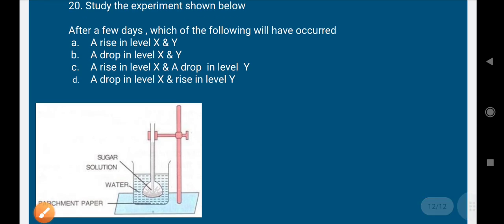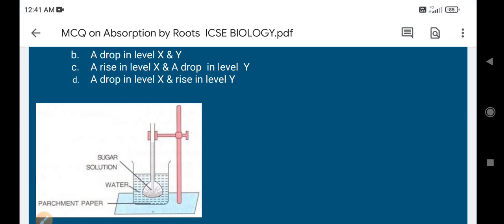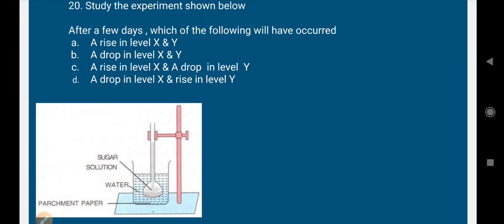Study the experiment shown below. After a few days, which of the following will have occurred? A rise in level X and Y. So let me mark you which part is X. The bucket part is X and that retort is Y part. Okay. So a rise in level X and Y, दोनों में ही किसी में पानी नहीं बढ़ेगा. ड्रॉप इन लेवल एक्स एंड वाई, दोनों में से लेवल नहीं घटेगा. अ राइज इन लेवल एक्स से तो खाना लेके जाएगा. सो ड्रॉप इन लेवल एक्स एंड राइज इन लेवल वाई.